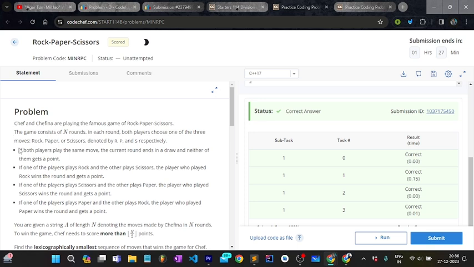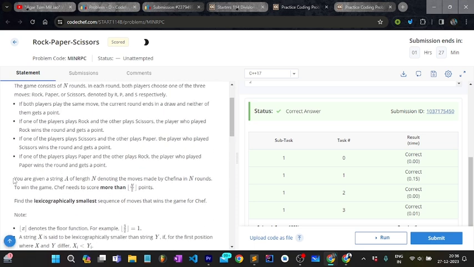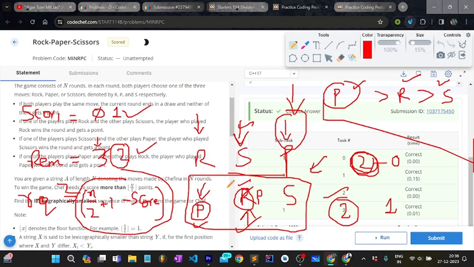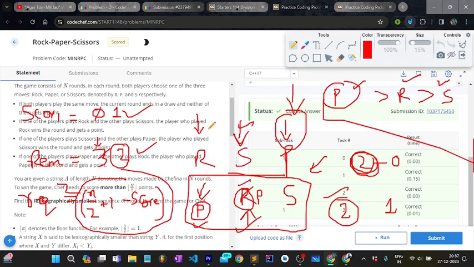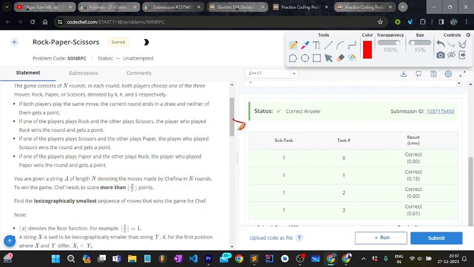And the rule of the game has been defined here, that if I'm playing scissor, then in what conditions the second player will be winning, what is the move that he or she has to take to win against me. And the statement wants us to find a string of moves for the chef, such that the chef will score strictly greater than Shefina, strictly greater than n by 2.